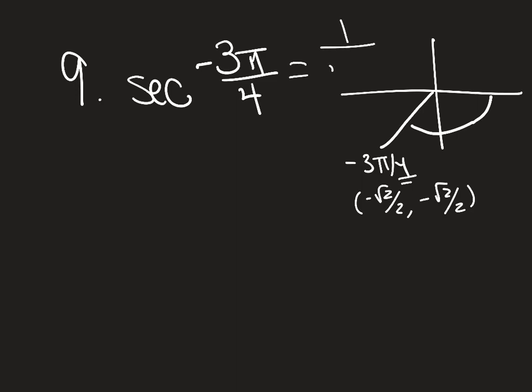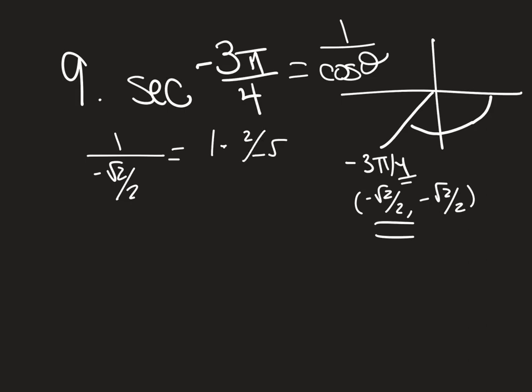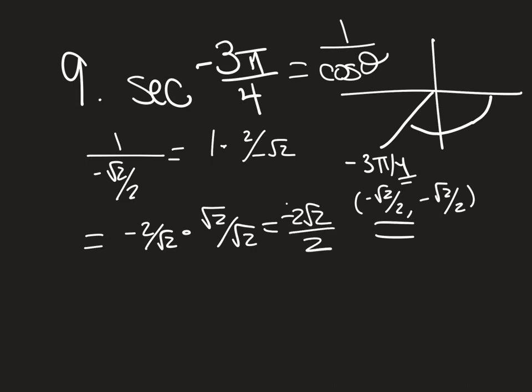So the ordered pair here is negative root 2 over 2, comma, negative root 2 over 2, because on that quarter team, the denominator is 4. This is the same thing as 1 over cosine theta. So I'm going to take my x value, my cosine value, and do 1 over negative root 2 over 2, which is the same thing as 1 times 2 over negative root 2, which is equal to negative 2 over root 2, which we have to rationalize by multiplying by root 2 over root 2. So we get negative 2 root 2 all over 2, and those 2's are going to cancel out, so you just get negative root 2.